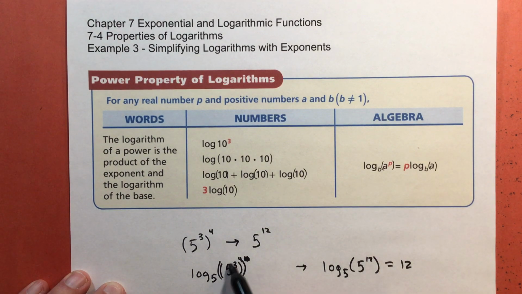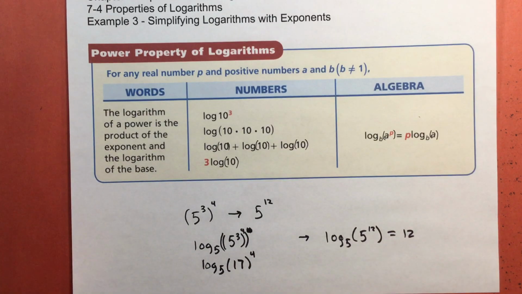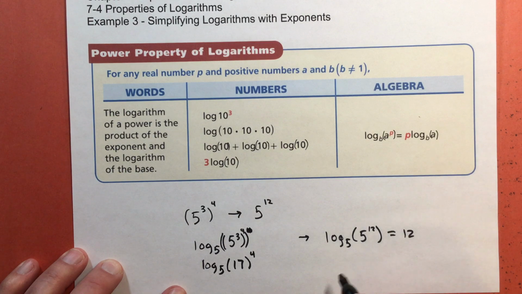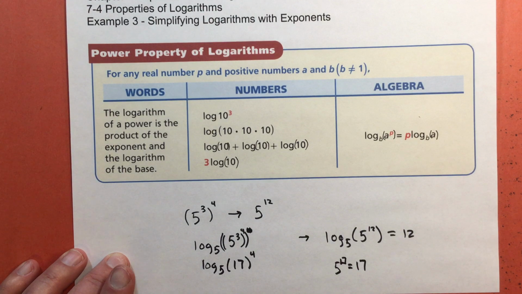Let's say that I don't know what this 5 to the third power is. Let's say I do this: log base 5 of, I'll just make up a number, 17, and then say to the fourth power. 5 to the third power is not 17. I'm just totally picking something completely out of the blue. I don't know 5 to what power equals 17. I don't know what that is. In the next video, we're going to figure that out. Okay? But I do know that if I did have that exponent, I would multiply it by the 4.